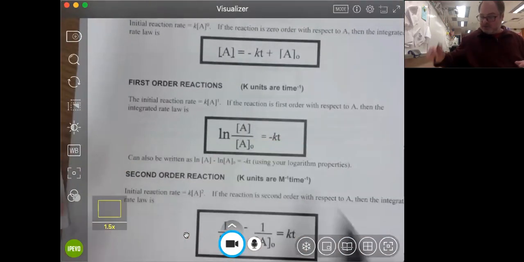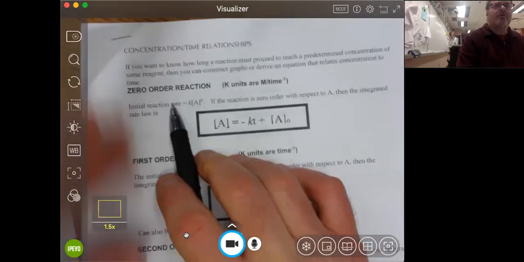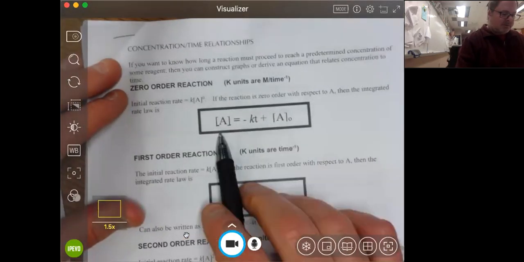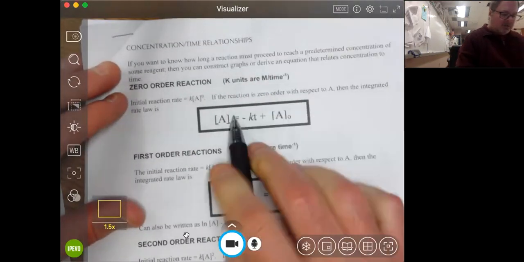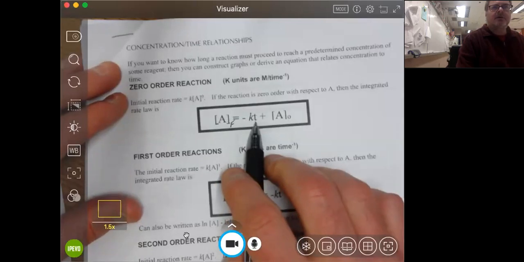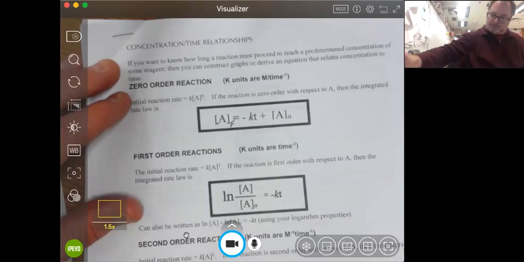And those two are given to you. Here's the integrated rate law for a zero order reaction. So we have the concentration final equals negative K times T plus the initial concentration.